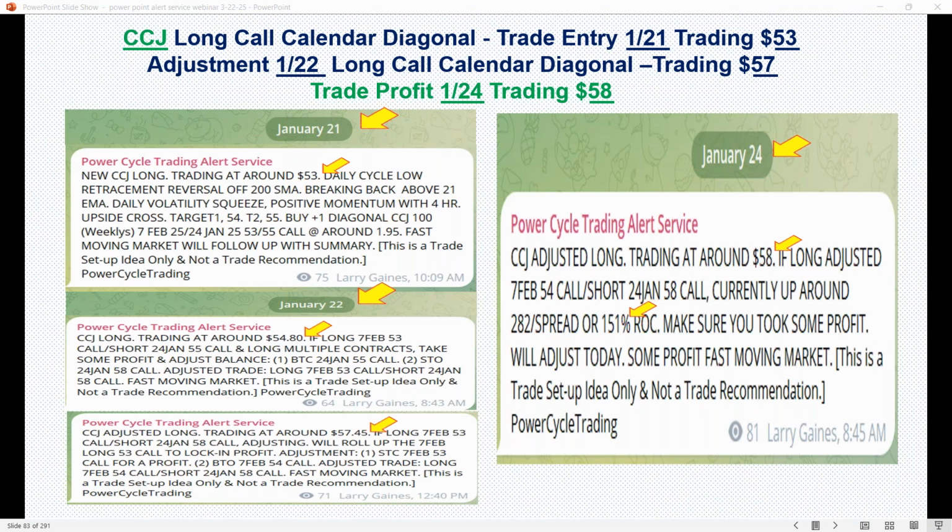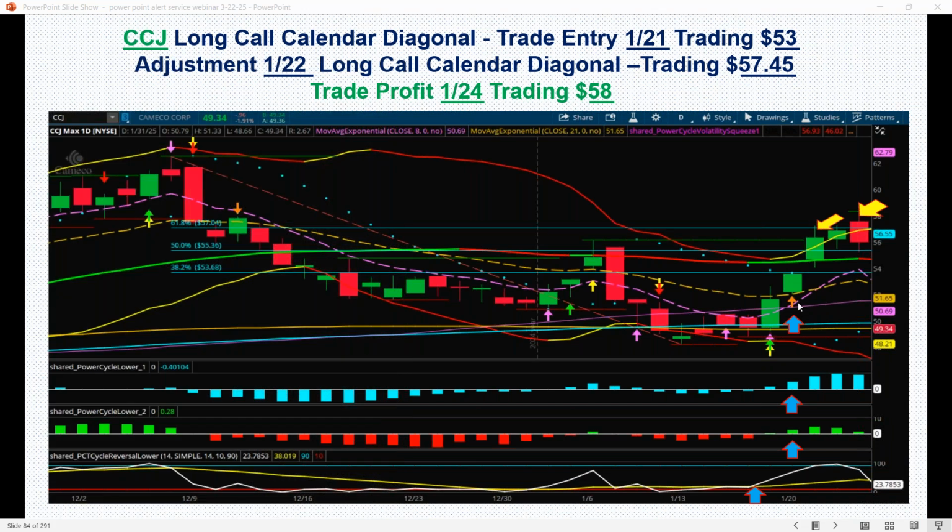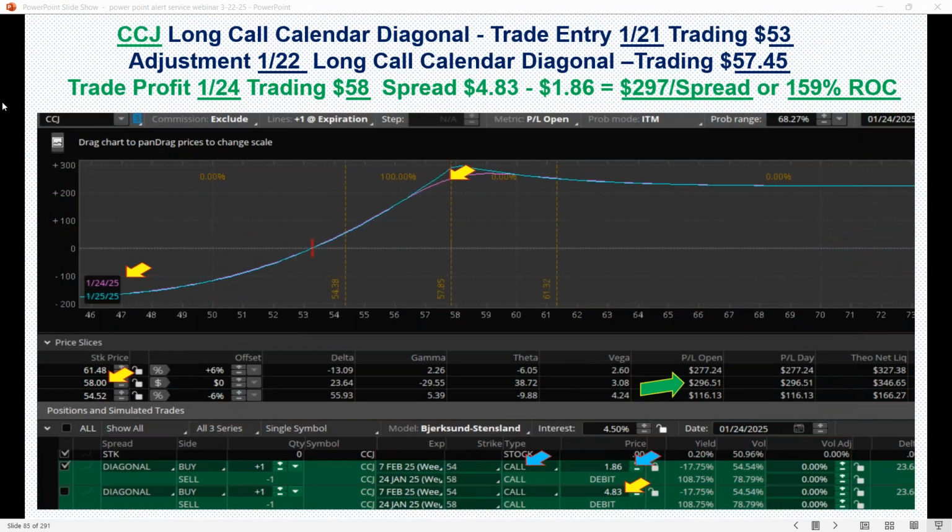So this was the calendar diagonal. Here was where we had the trade set up. Again, indicators, same steps. You can see cycle reversal, momentum, entered here, out here, out here. Here is the trade. This is what we call a long call calendar diagonal. After the adjustment, we were long the 54 call, short the 58, 7 Feb long, short the 24 Jan at 186, spread up to 483. So we're up $297 per spread on a risk of 186, up 159% return.